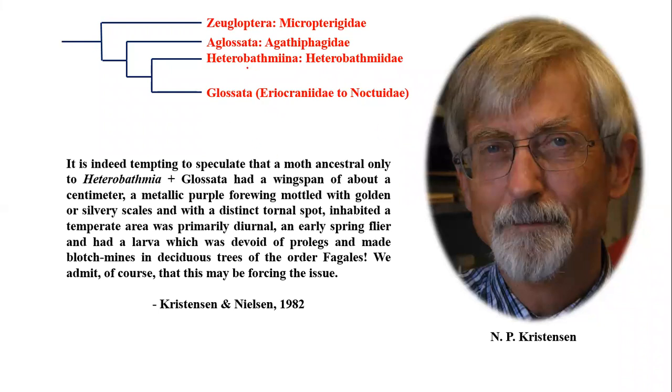So while describing Heterobathmina suborder, Christensen commented on the ancestors of Glossata and Heterobathmina. You are seeing here that the ancestor which lived millions of years ago, he says, may have had a wingspan of about a centimeter, a metallic purple forewing mottled with golden or silvery scales, and a distinct tornal spot. It inhabited a temperate area, was primarily diurnal and an early spring flyer, and had a larva which was devoid of prolegs and made blossom mines in deciduous trees of the order Fagales.